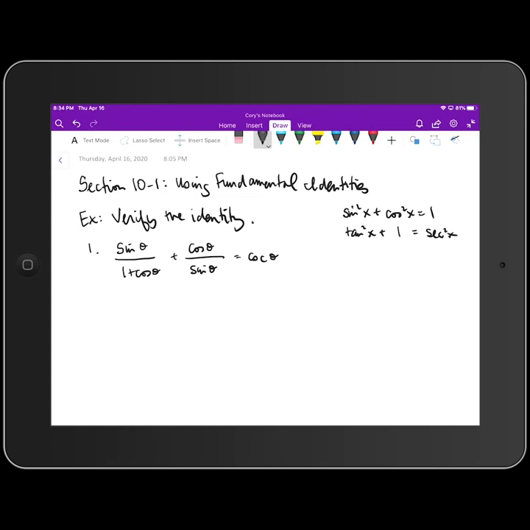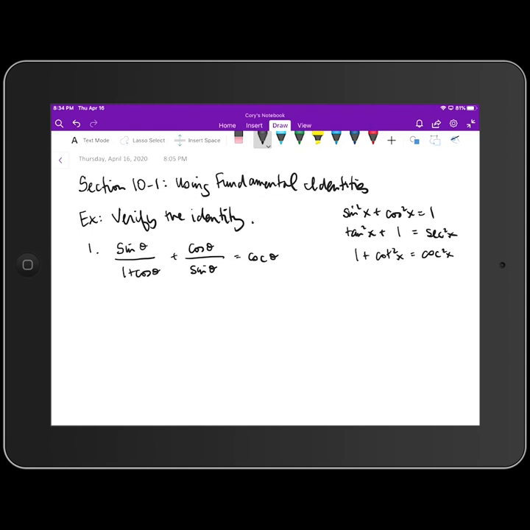And then to get the third one, you can take both sides of that first identity and divide everything by sine squared. So sine squared over sine squared is 1. Cosine squared over sine squared is cotangent squared, and 1 over sine squared is cosecant squared. Okay, so with that said, let's go ahead and take a look at the first example.